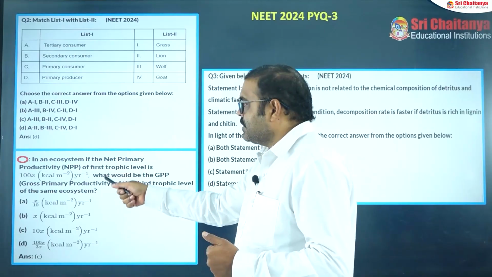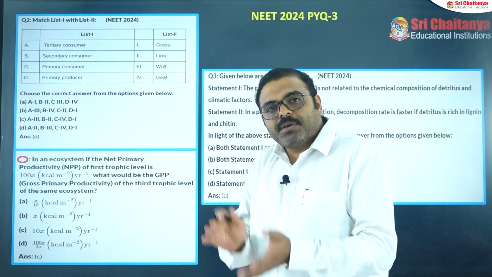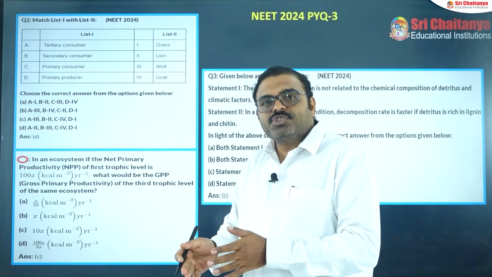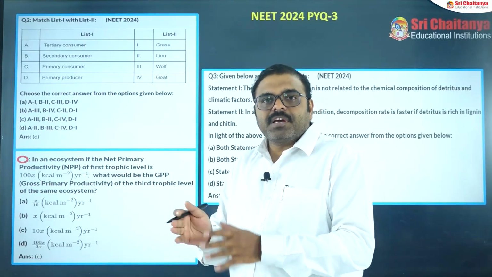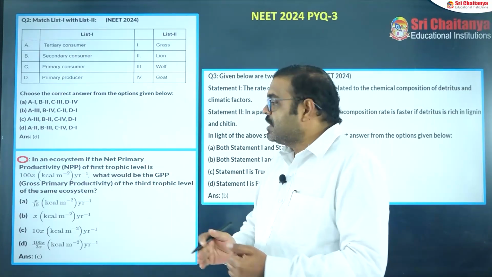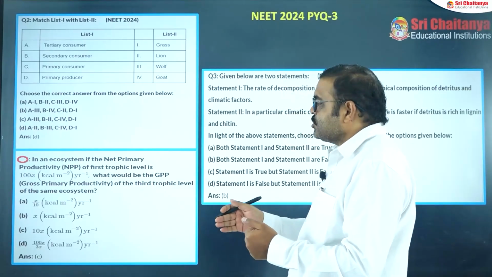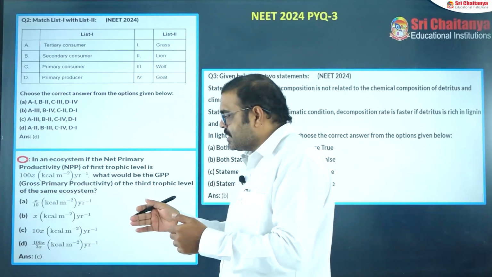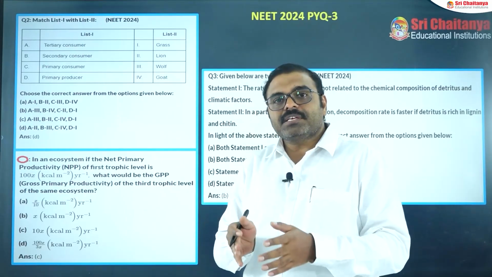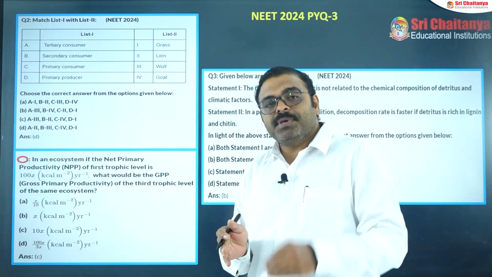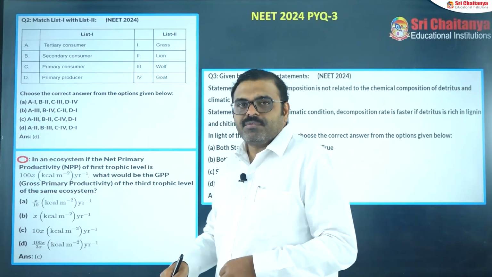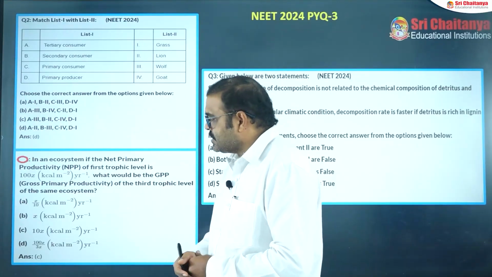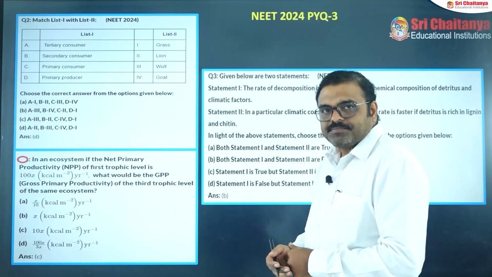The NPP is consumed by the primary consumer, and the primary consumer retains only 10x. The 10x is available for the secondary consumer. Secondary consumer means the third trophic level, so 10x can be available for that. If the question is what is the NPP of the tertiary trophic level, it will be 1x. But here the answer is 10x in this part.